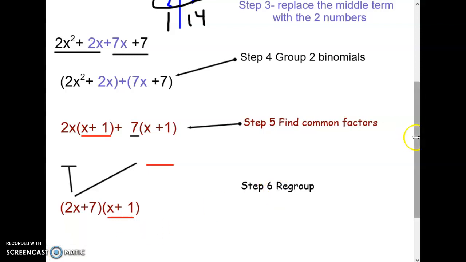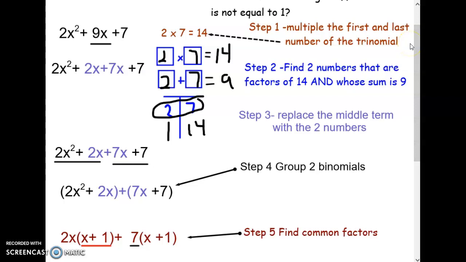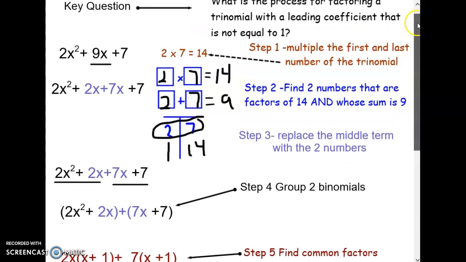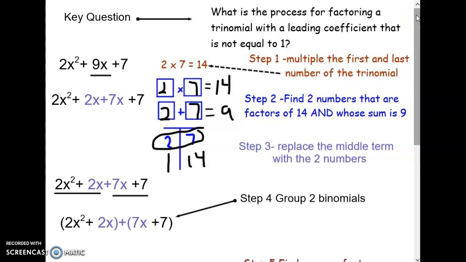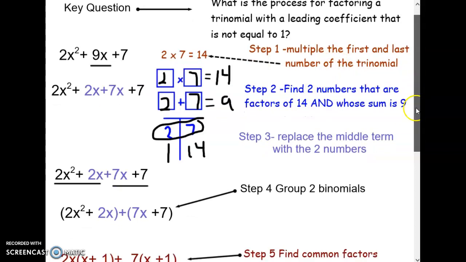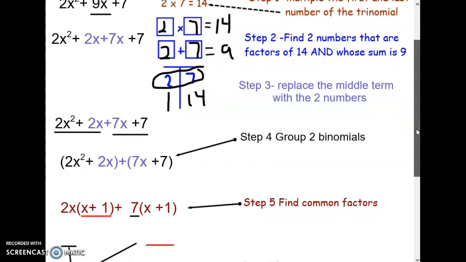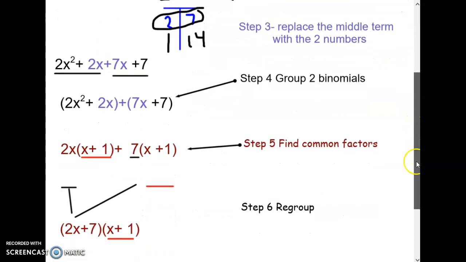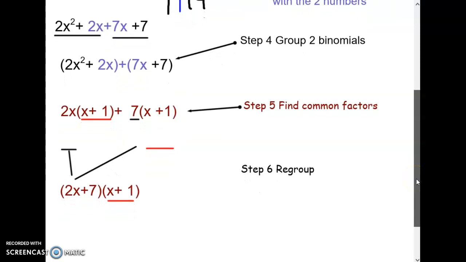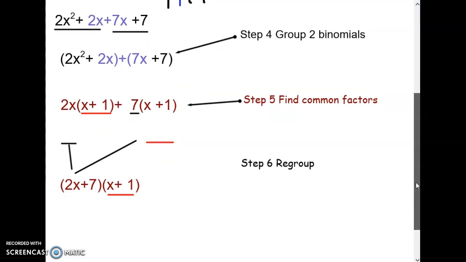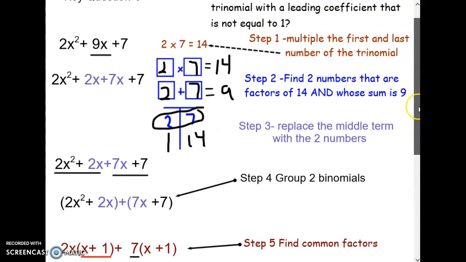What I'd like you to do is stop the video. I'm going to slide it up here, if it will let me, and write down the steps. The steps for factoring a trinomial with a leading coefficient that's not 1: multiply the first and last number of the trinomial. Find the two numbers that are factors. Replace the middle term with the two numbers. Group the binomials. Find common factors, and then regroup. It sounds like a lot, but once you've done that 4 or 5 times, you'll get it. I'm going to go to a piece of paper and work through some of these. You're going to take a minute and write down all of these steps.